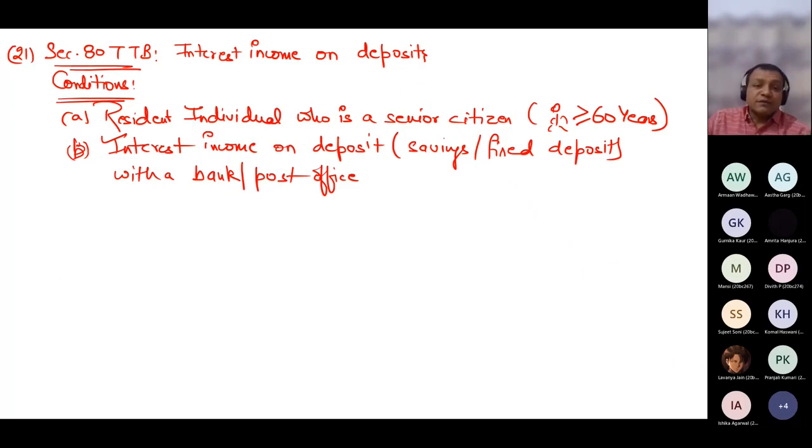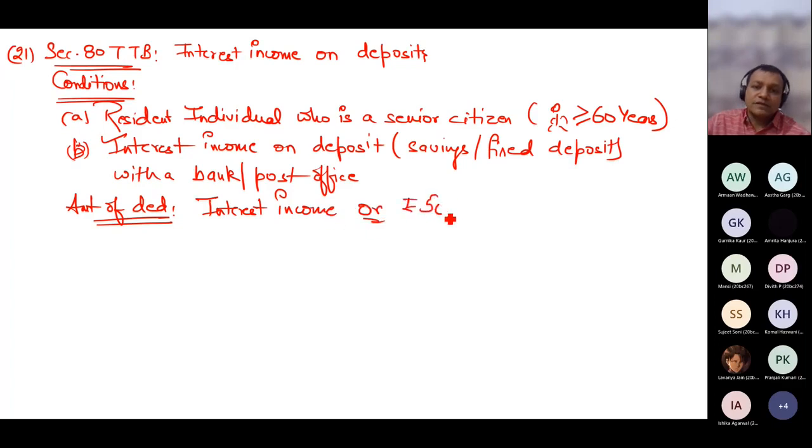Now the deduction is maximum 50,000 rupees. So this section is basically for giving more disposable income in the hands of the senior citizen. So income, or 50,000, whichever is less. That's it. Let me give you a small numerical again for you to solve.